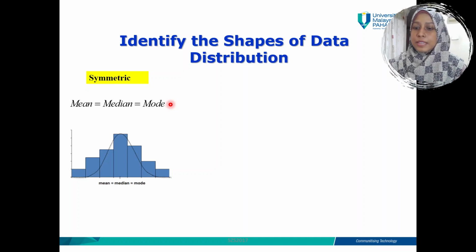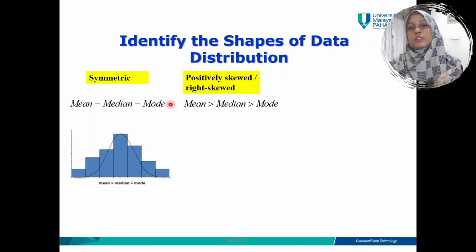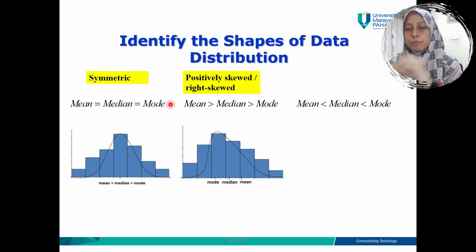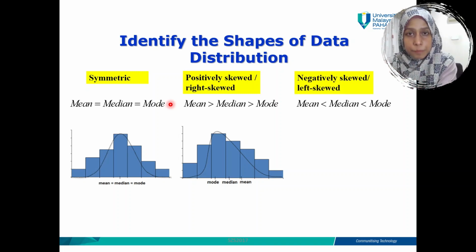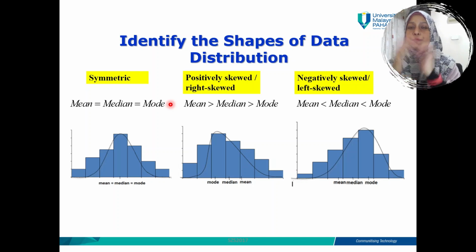Now next, what if the calculated mean, median and mode showed you this trend: mean is greater than median is greater than mode. That means you have a positively skewed distribution, or right skewed distribution. Your data is right skewed. Do you remember how a right skewed distribution looks like? It's like this. And lastly, if your mean is smaller than median and smaller than mode, then you have a negatively skewed distribution. Again, without drawing the histogram, you can already determine the shape of distribution using mean, median and mode. So this is how a negatively skewed distribution looks like.